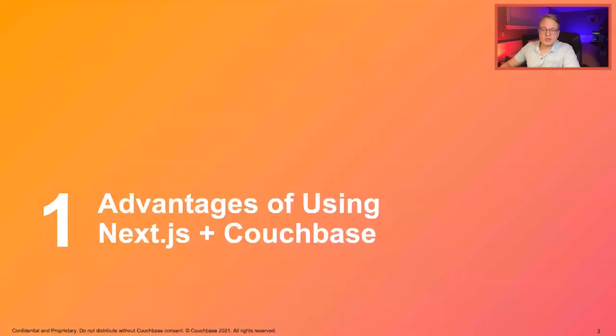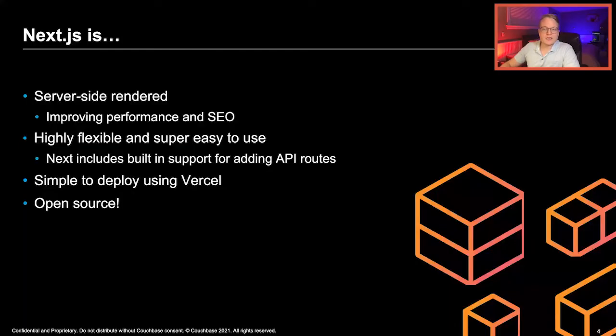So Next.js is a super powerful framework built by Vercel, and it's server-side rendered, which improves both performance and SEO. It's highly flexible and super easy to use, and it even has built-in tooling to add API routes, allowing you to build not only front-end apps, but also full-stack applications. And because it's made by Vercel, it's super easy to deploy and host with them. It's also open source, which we're always a big fan of here at Couchbase.